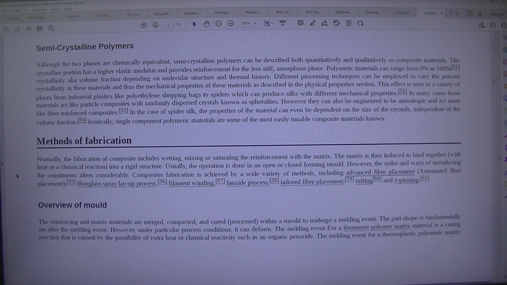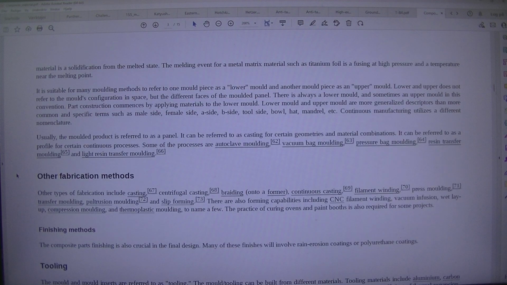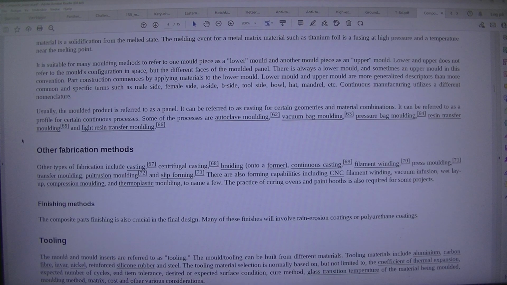The melding event for a thermoset polymer matrix material is a curing reaction that is caused by the possibility of extra heat or chemical reactivity such as an organic peroxide. The melding event for a thermoplastic polymeric matrix material is a solidification from the melted state. The melding event for a metal matrix material such as titanium foil is a fusing at high pressure and a temperature near the melting point.